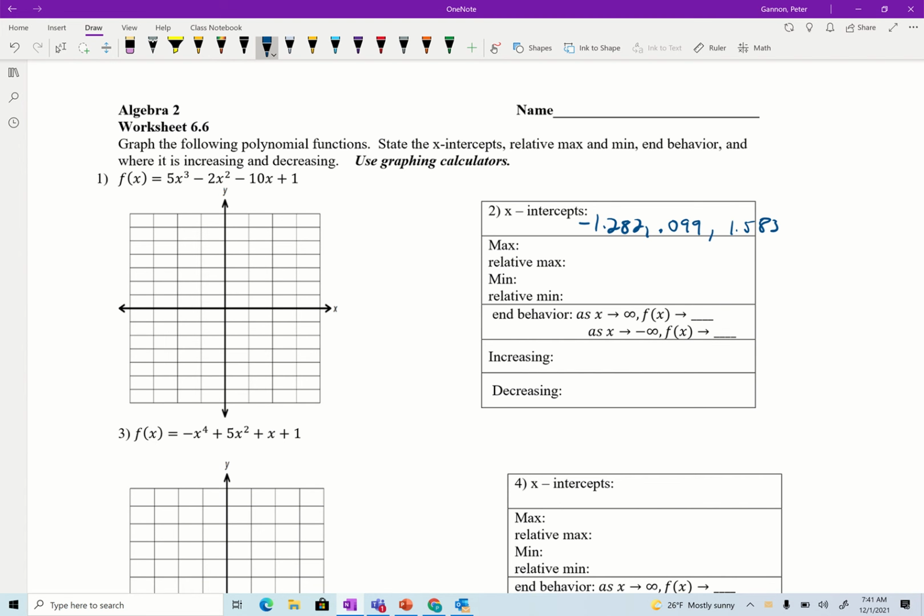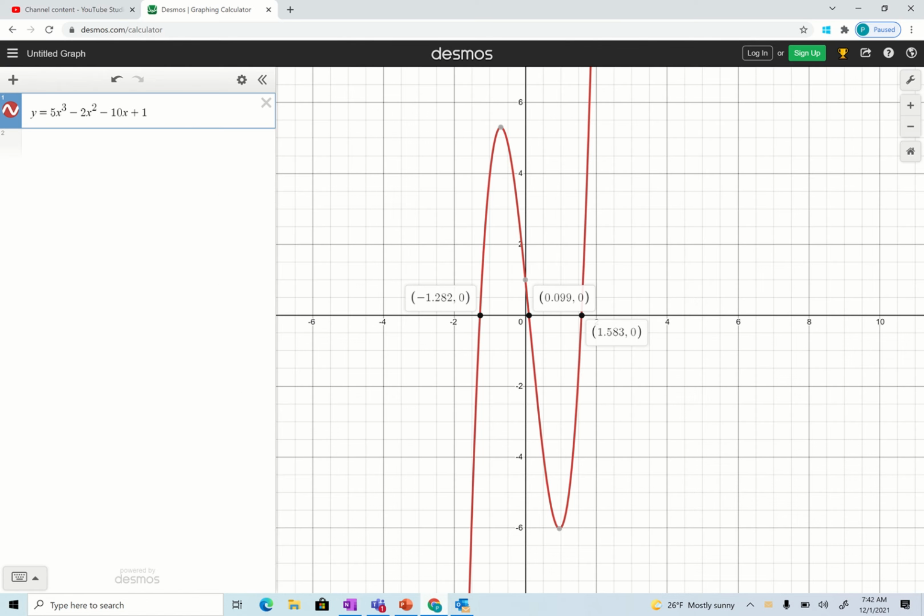All right, so then when we look at the graph, the next piece that we're looking for is those relative mins and maxes. This graph, because it goes down forever and it goes up forever, is not going to have a true max or a true min. So we're only going to end up with relative max and relative mins.